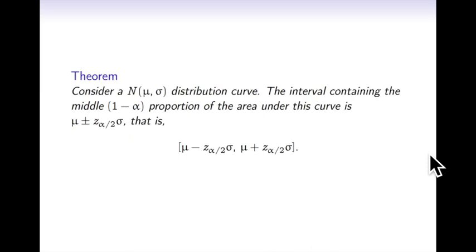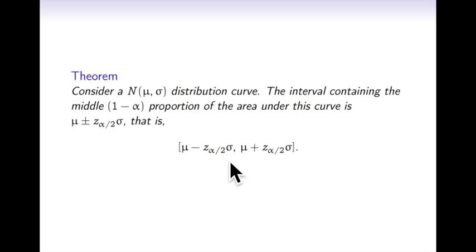Consider a normal mu sigma distribution curve. The interval containing the middle 1 minus alpha proportion of the area under this curve is mu plus or minus z sub alpha over 2 times sigma. That is an interval that extends from mu minus z sub alpha over 2 times sigma to mu plus z sub alpha over 2 times sigma.